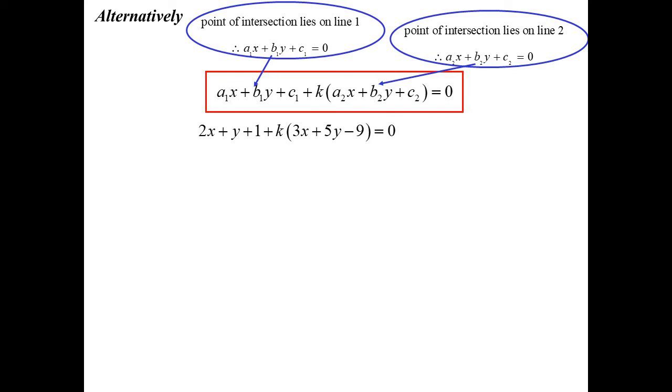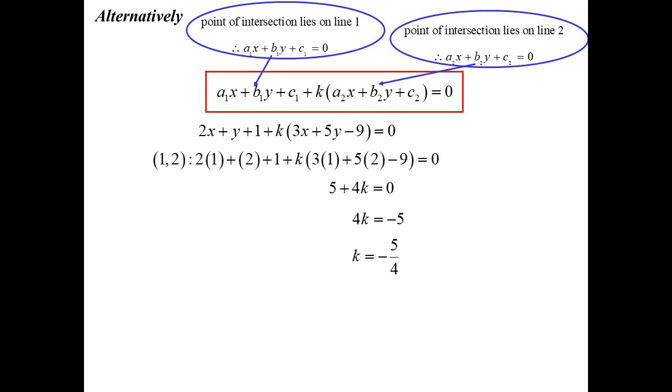Well, I know a point that is on that line, because remember, it also goes through the point 1, 2. So if that is the line, I just don't know what k is, 1, 2 must satisfy that equation. So I'll sub it in and work out what k is. Sub in 1, 2, and eventually we come down to k is minus 5 on 4. So there is the equation of the line.